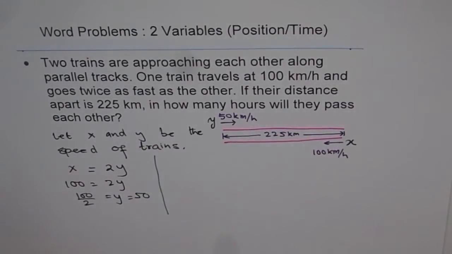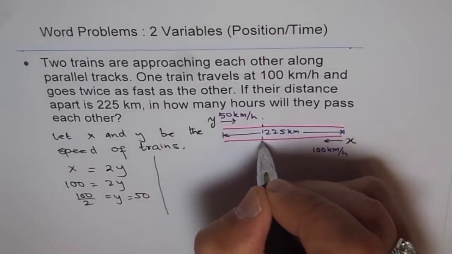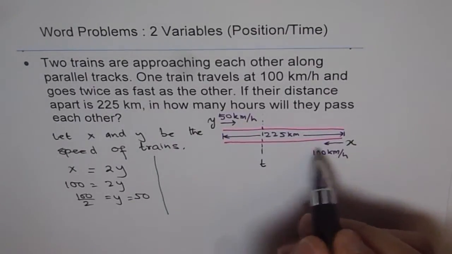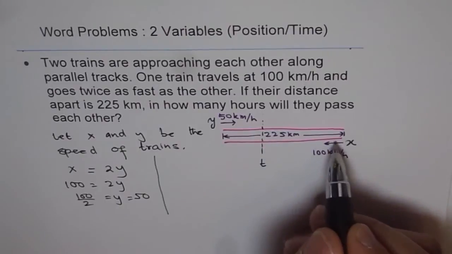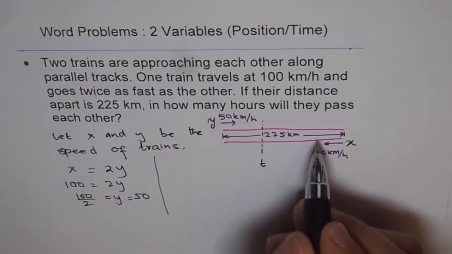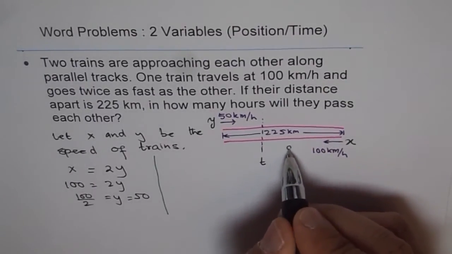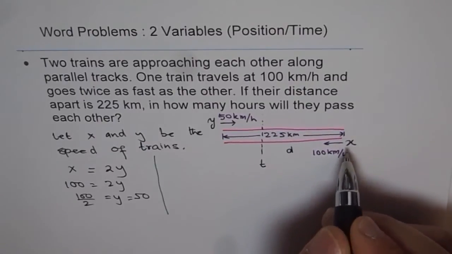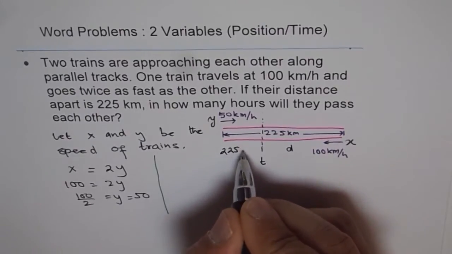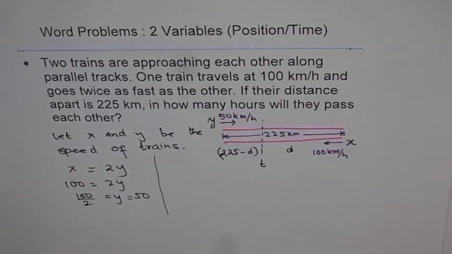So you should remember one thing. Let us say they cross at this point. Let us say this is the time t. Now, time is same for both, right? In time t, how much distance will they cover? Now, total distance is 225. So, if I say that the distance traveled is d here for train x, then the distance traveled by the other train will be 225 minus d. Is it okay? That is the distance covered, right?